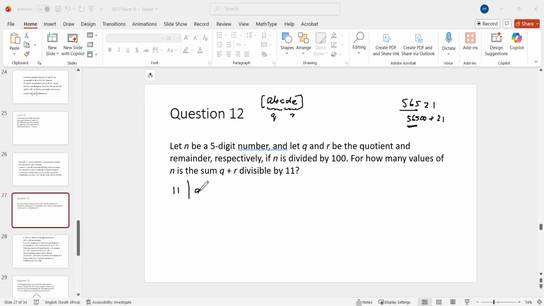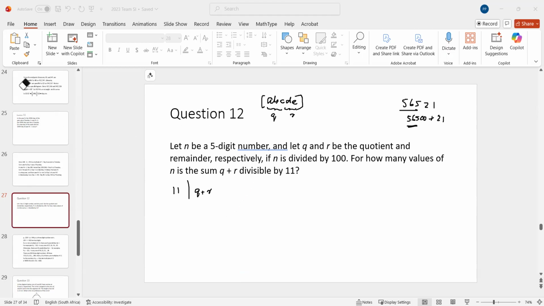You want 11 to be a factor. I use this vertical symbol to mean a factor, like 7 is a factor of 21, or 33 is a factor of 66, and so on. It's a shorthand for a factor. So 11 is a factor of Q plus R.